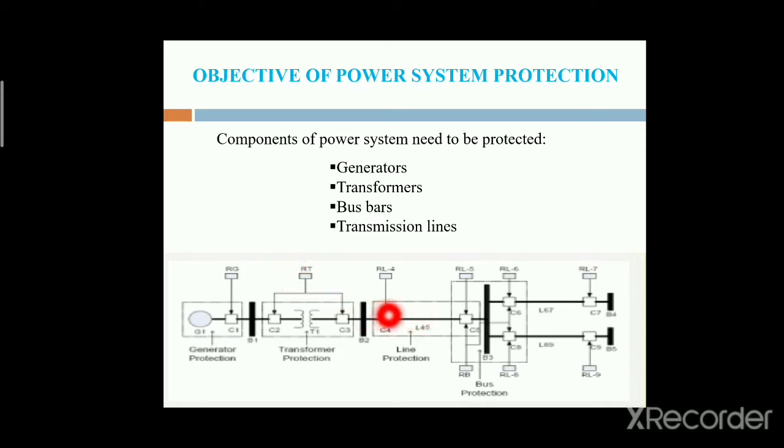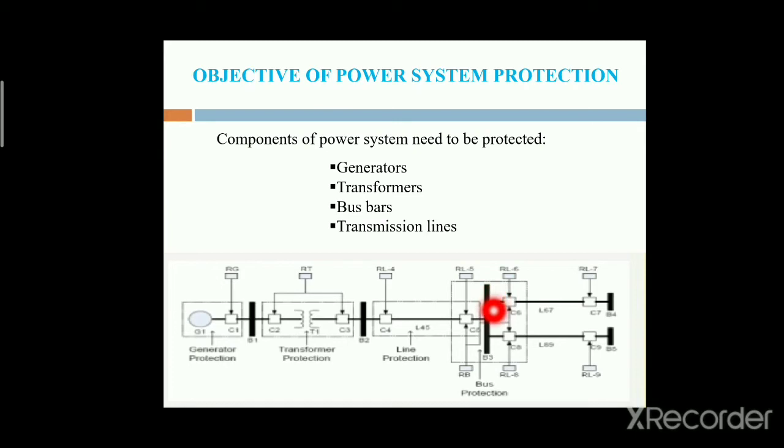Next one is the line protection, that is the transmission line protection. In this case we are using the transmission line relay. Next one is the bus bar protection. This is the bus bar protection.